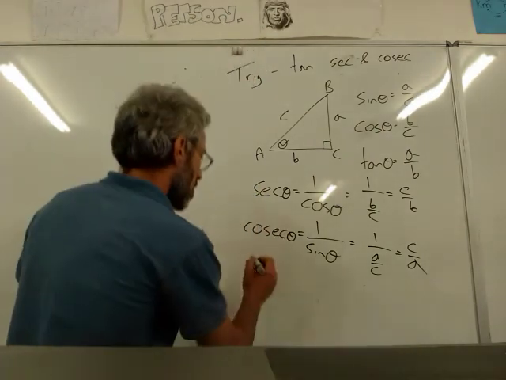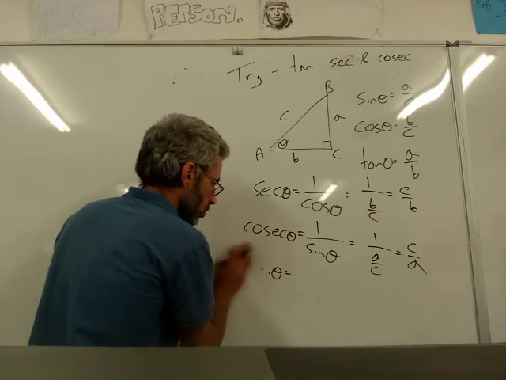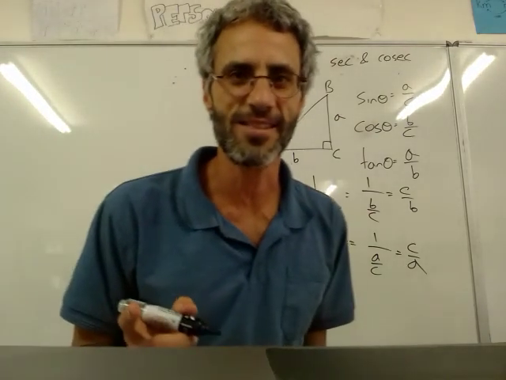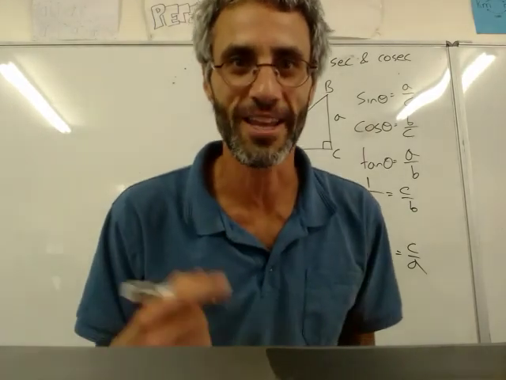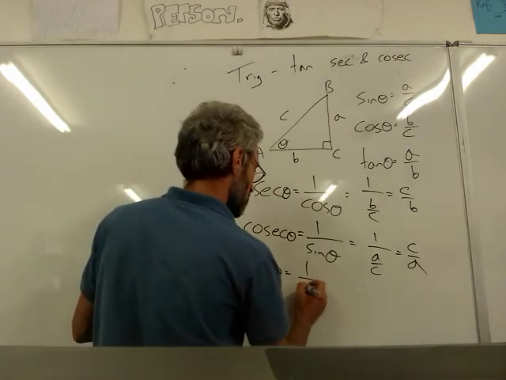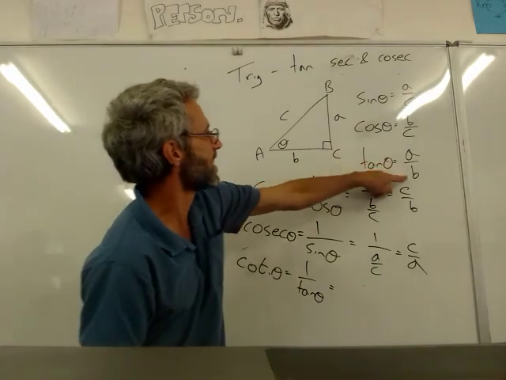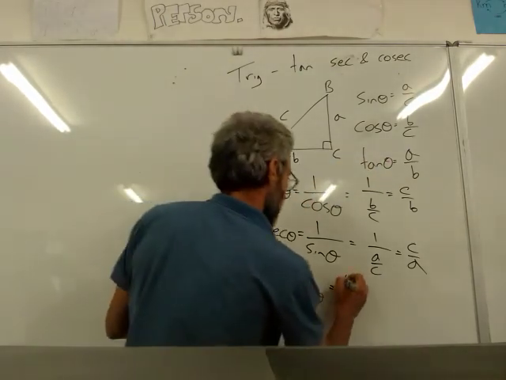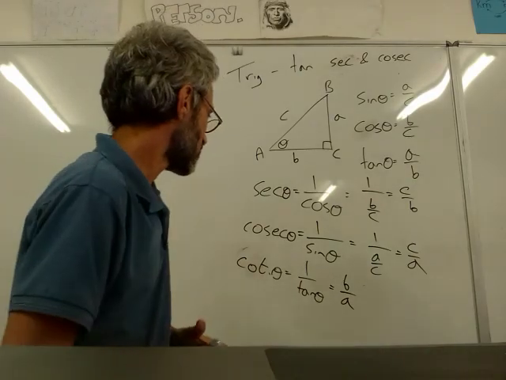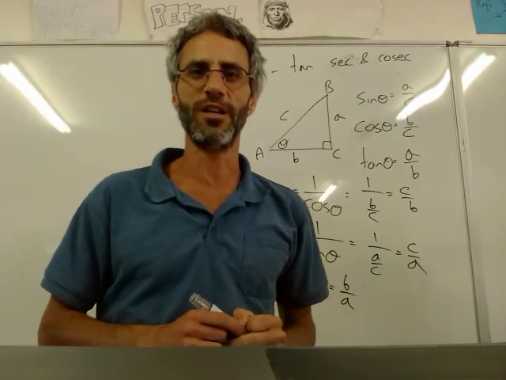The last one is cotan theta. Sorry, not tan, cotan theta. And cotan theta will be the inverse of, guess what? Yes, it will be the inverse of tan theta. So it's going to be 1 over tan theta. In other words, in this case, it's going to be B over A, the adjacent over the opposite. So I've introduced you to basically three inverse relations.